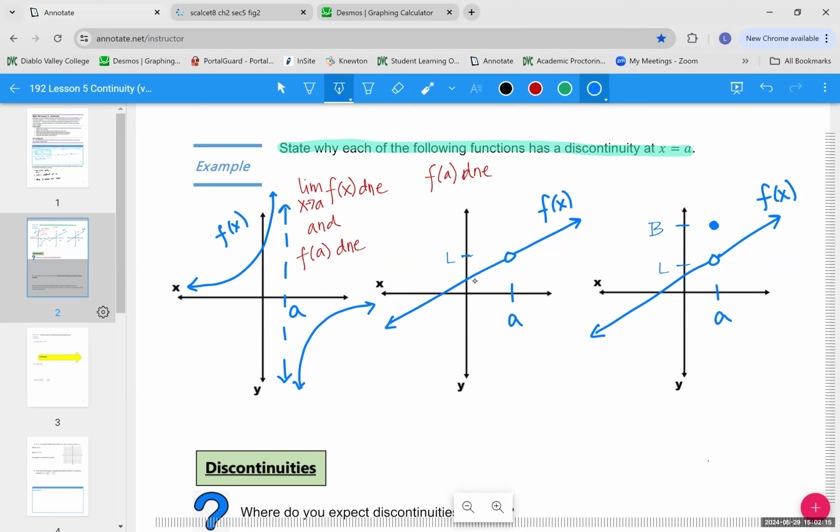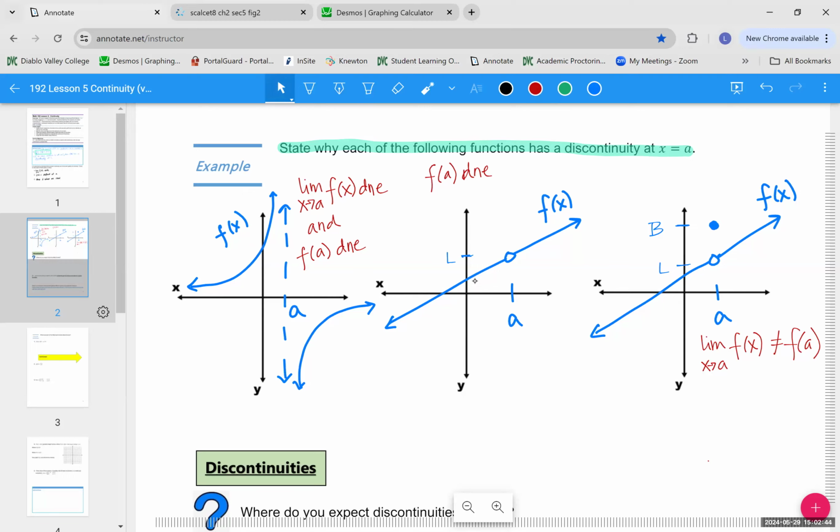I don't know, let's give it some value here. But are those two values the same? No. And that is the issue with this one. So the limit as x approaches a of f of x does not equal f of a. So just wanted to give you some examples of how discontinuities can arise and that they can arise in different ways from the different parts of the definition.